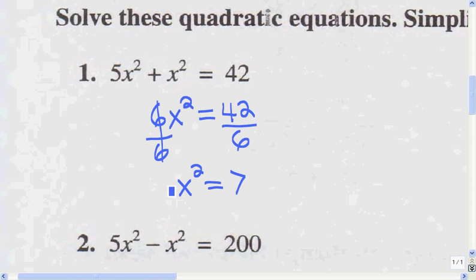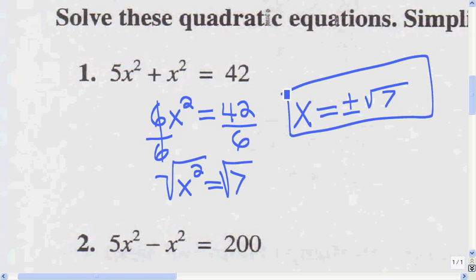And then I use my radical function. Once I isolate the variable, I use my radical function to square root both terms. Well, 7 doesn't have a square root. It does, but it doesn't have an even square root. So I'm just going to leave it under the radical. X equals plus or minus the square root of 7. That's my answer.